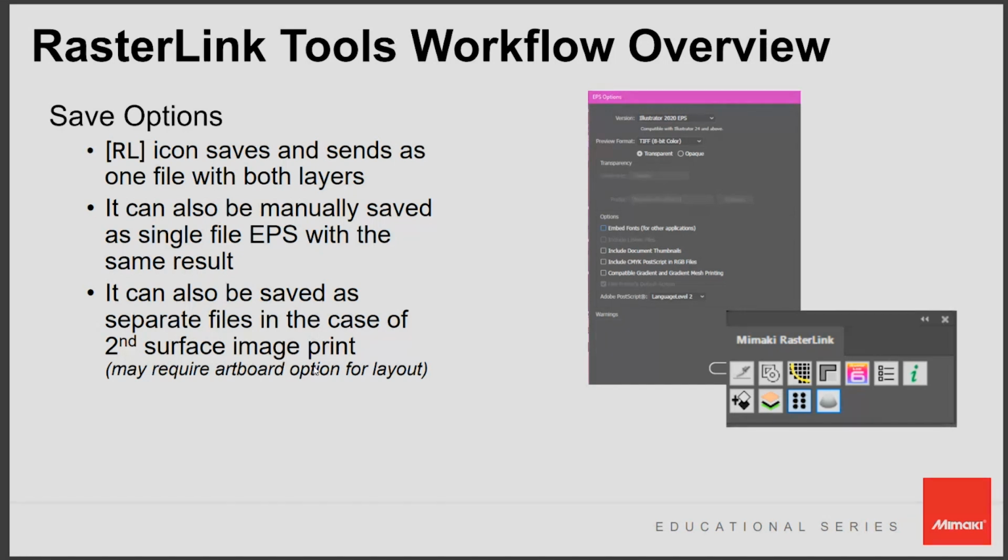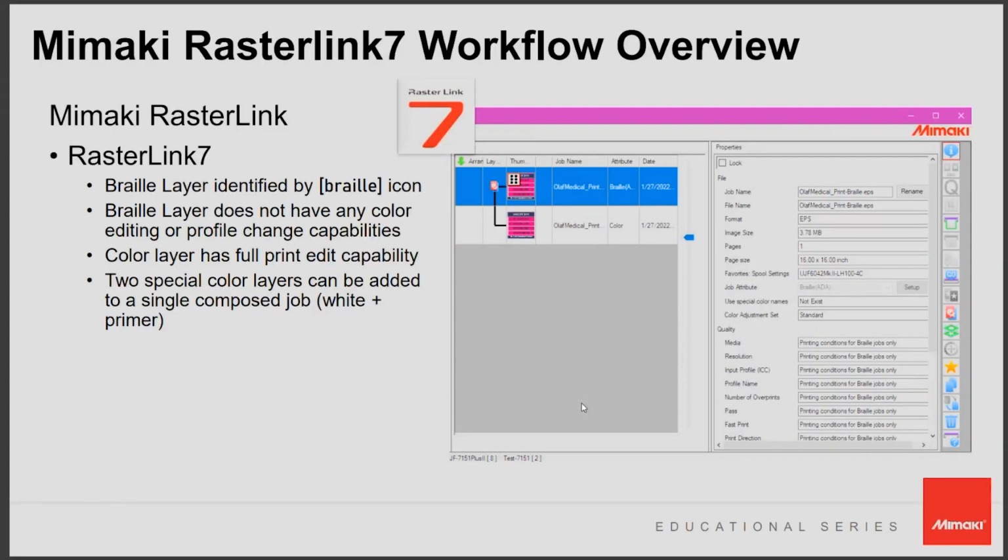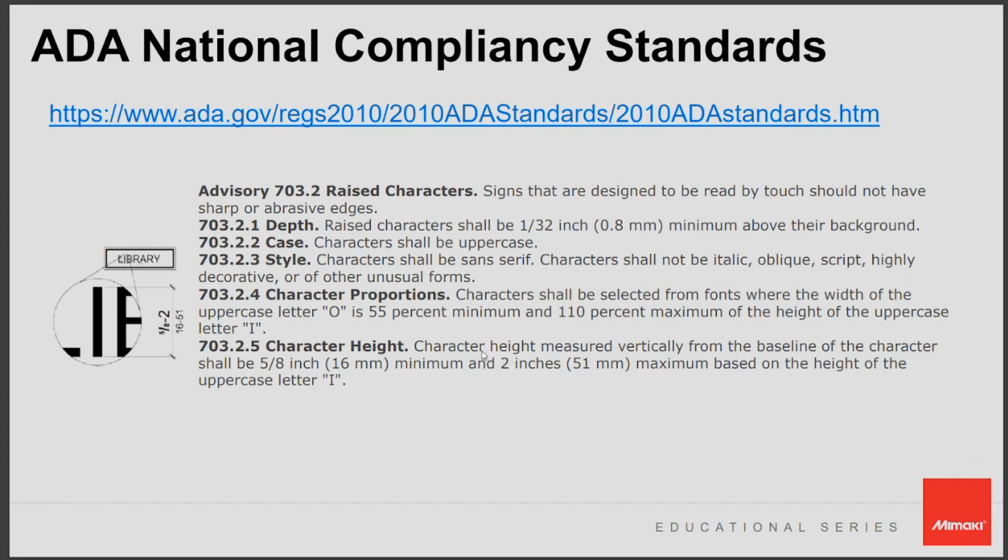With RasterLink7, there are optimal EPS settings that we recommend, especially when you're printing multi-layer prints. Basically, you can export your files in multiple layers versus manually turning your layers on and off. Both work. It's just a workflow with RasterLink that you're able to do. And then this is still more with the Braille. We'll just skip over that for now.